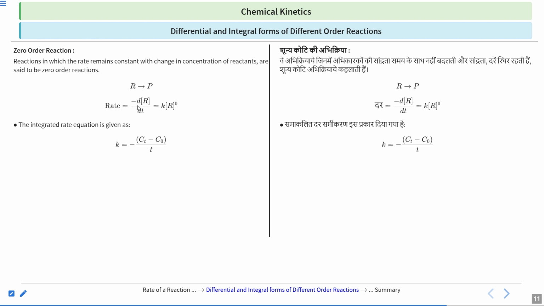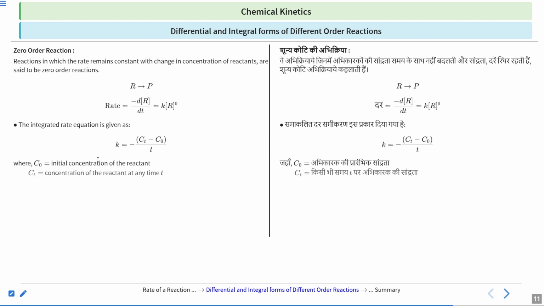So what we have done, we have taken this equation that we see here and we have integrated it, and upon integration within proper limits, we get this equation, the integrated rate equation for the zero order reaction. Again, I mentioned it earlier, C naught is the initial concentration, Ct is the concentration at time t.